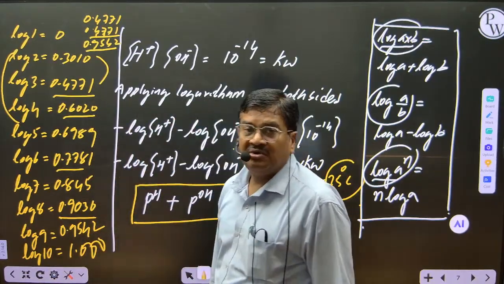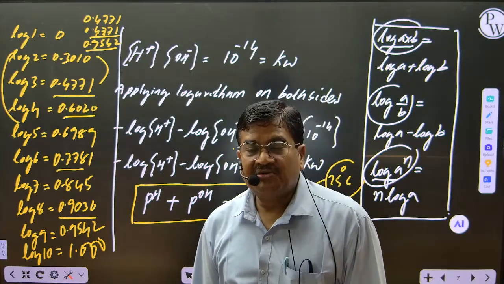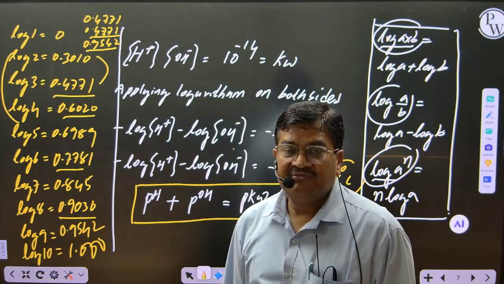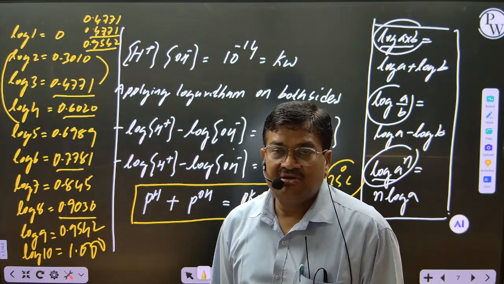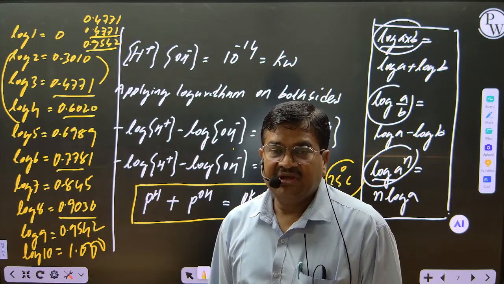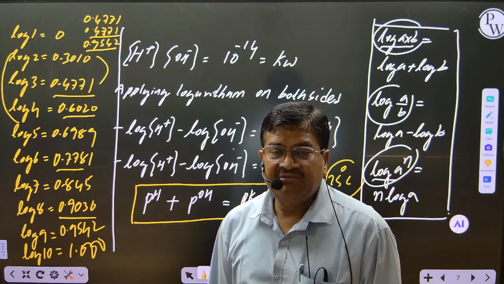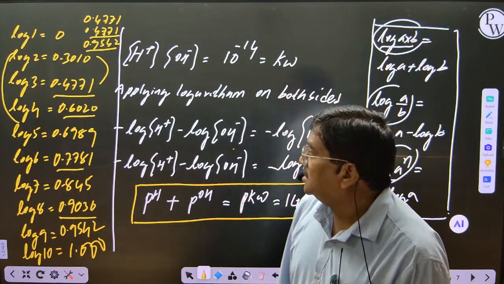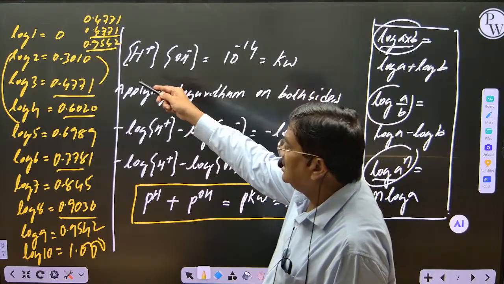So up to log 1 to log 10 there is no rule to provide in exam. Up to 10 you have to remember. Suppose you got log 25, don't say I don't know: log 5 into 5. If you got log 45, log 4 into 9, or 5 into 9. So these values from 1 to 10 you have to remember.